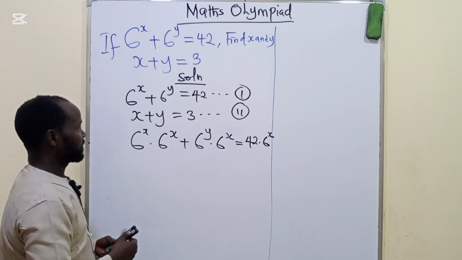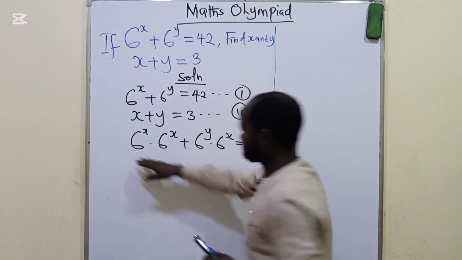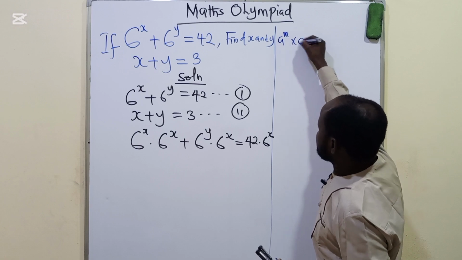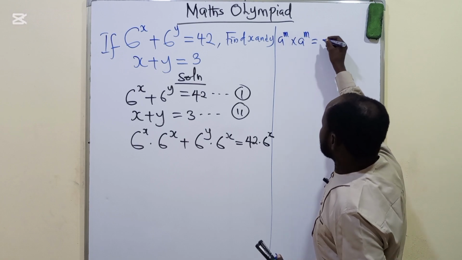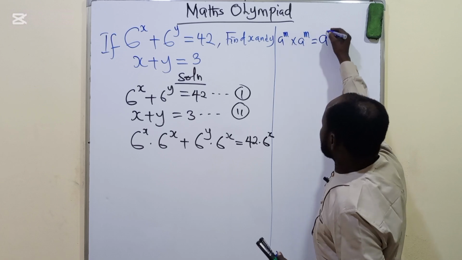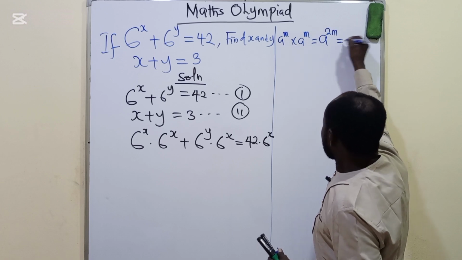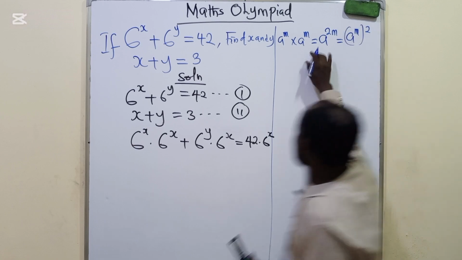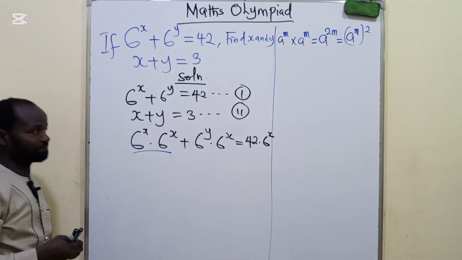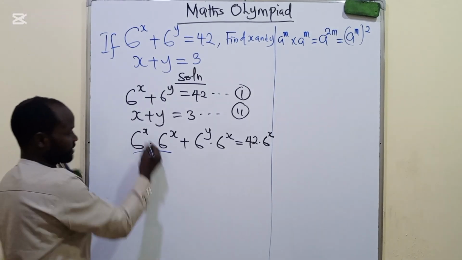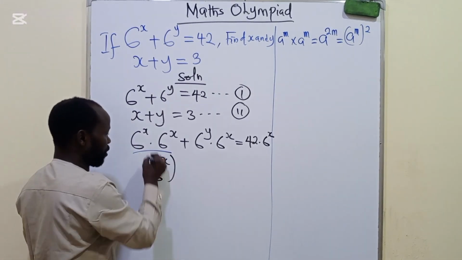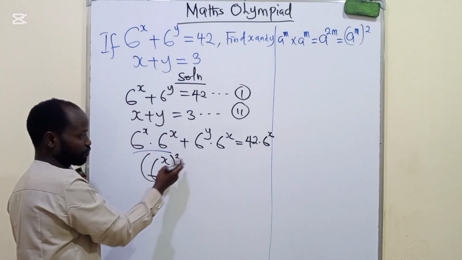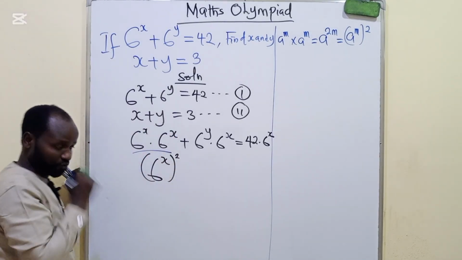Very important. Here, from one of the laws of indices we can apply here, if we have a power m times a power m, this is the same as a power 2m, since we add the powers, or we can write it as a power m all in power 2. So we'll apply this law at this point here. It means we can write this as 6 power x all in power 2, since x plus x is 2x, and 2 times x will still give us 2x.